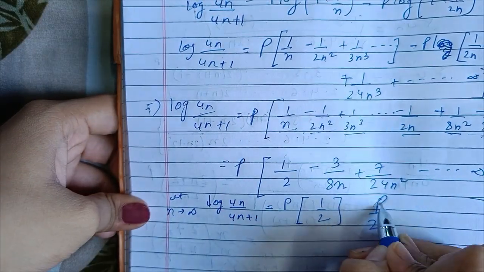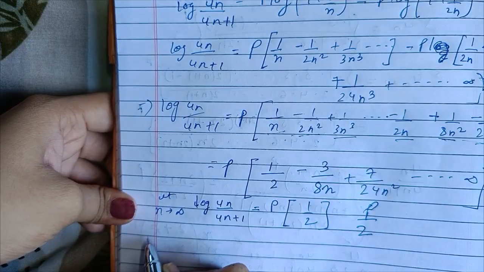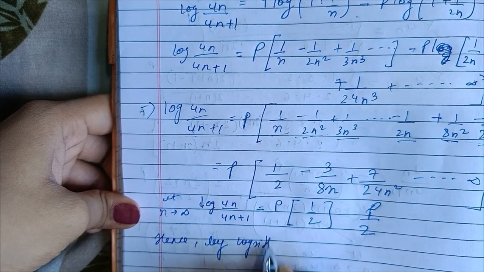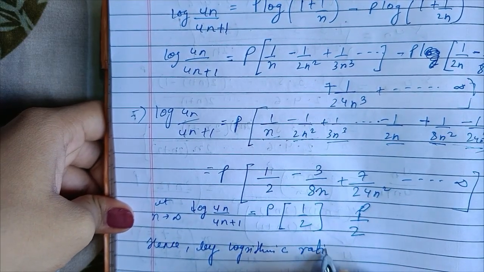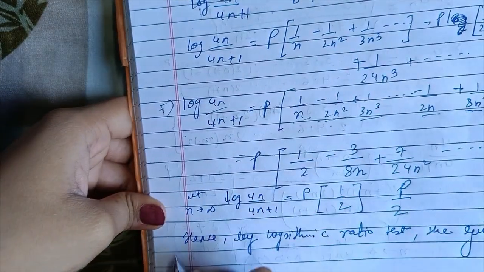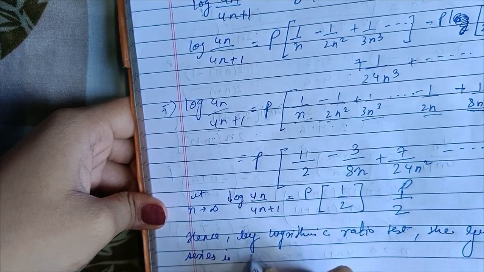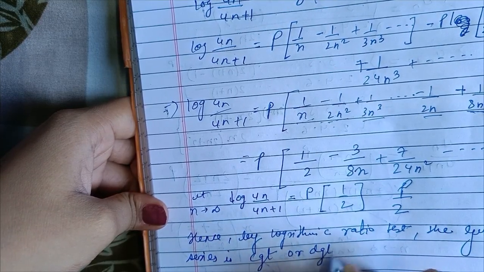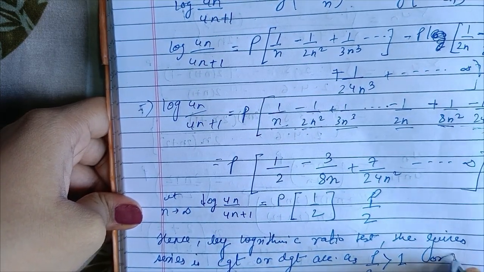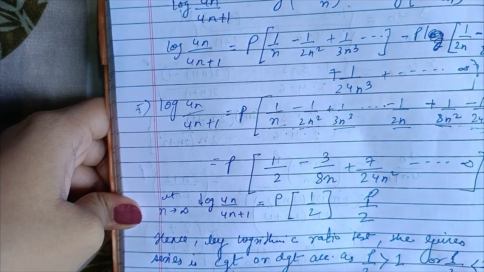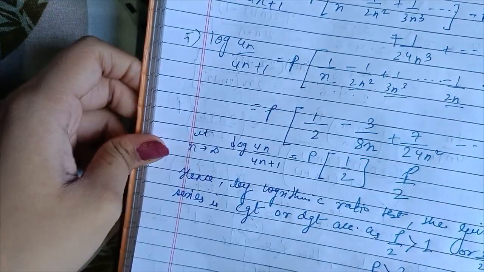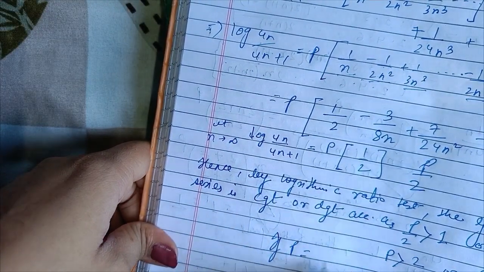Because we are not getting a conclusion yet, we will write that hence by logarithmic ratio test, the given series is convergent or divergent according as p by 2 is greater than 1 or p by 2 is less than 1, means p is greater than 2 or p is less than 2. Then it will be convergent or divergent. But if p is equal to 2, this test fails.